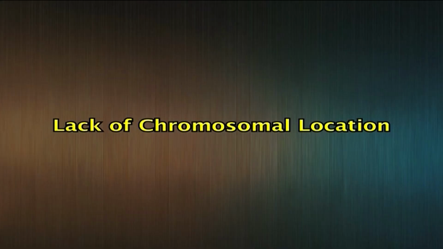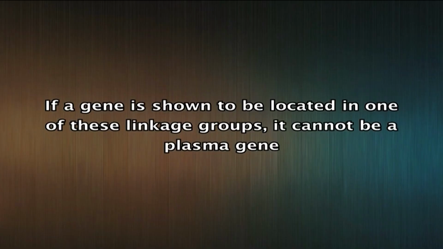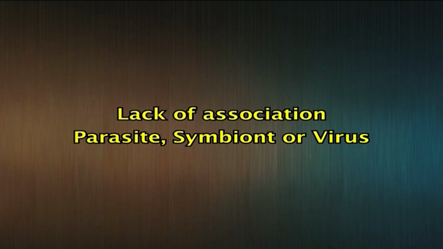Number 9 is the lack of chromosomal location. In many organisms, extensive linkage maps of nuclear genes are available. If a gene is shown to be located in one of these linkage groups, it cannot be a plasma gene. Failure to demonstrate the location of a gene in one of the linkage groups of an organism is indicative of its cytoplasmic location, but this is highly tentative. Number 10 is the lack of association with a parasite, symbiont or virus.